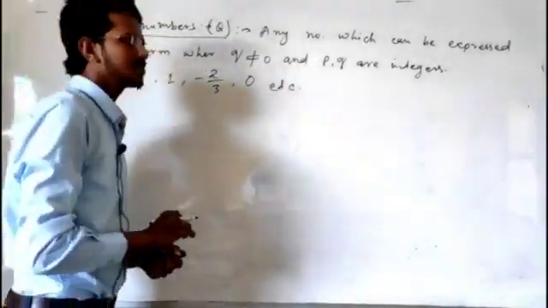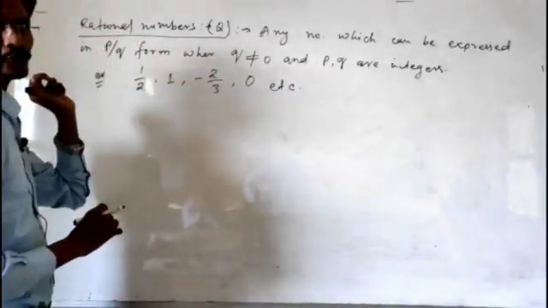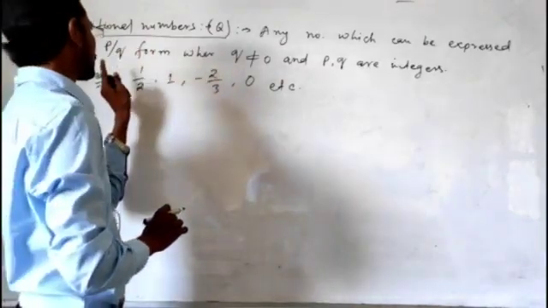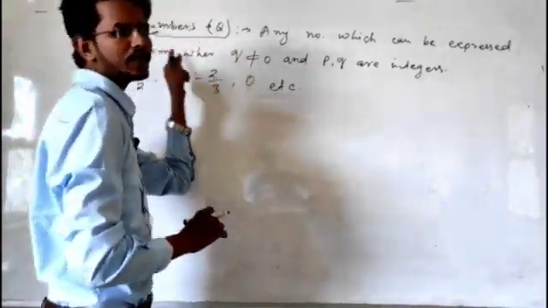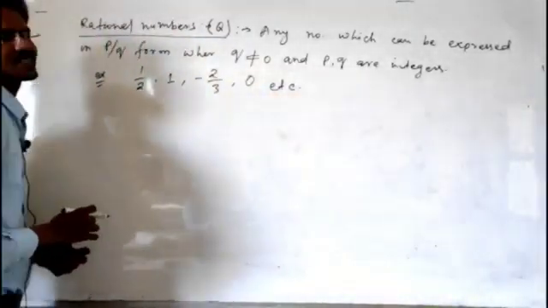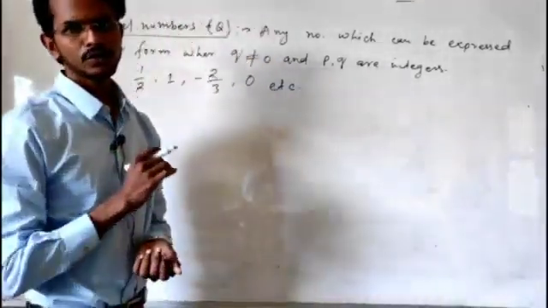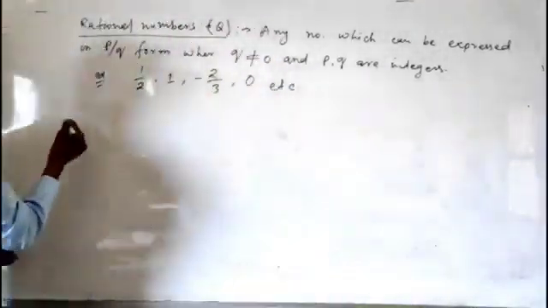What are the necessary conditions? There are two necessary conditions. Any number can be written in P by Q form, and the denominator should not be 0. The numerator can be 0, but the denominator cannot be 0. Now we'll take some examples of how to find rational numbers between any two given rational numbers.